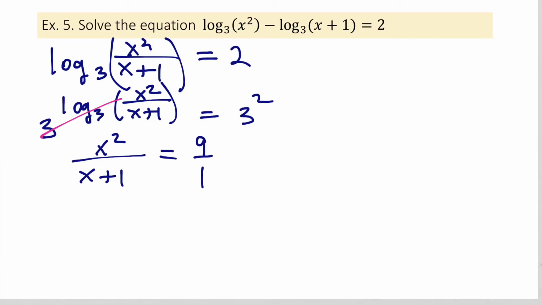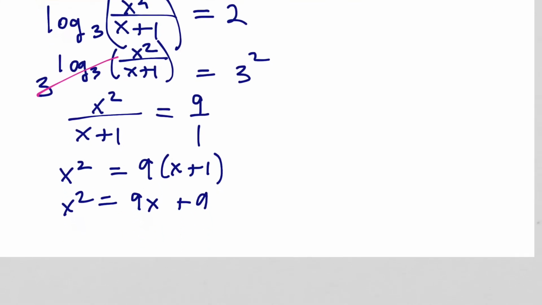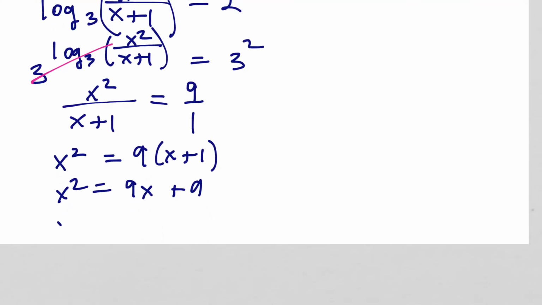So I can do a cross product here. So I have x squared is equal to 9 times x plus 1, or x squared is equal to 9x plus 9. So this is a quadratic that we need to solve. So we need to get everything over to one side and set it equal to 0.